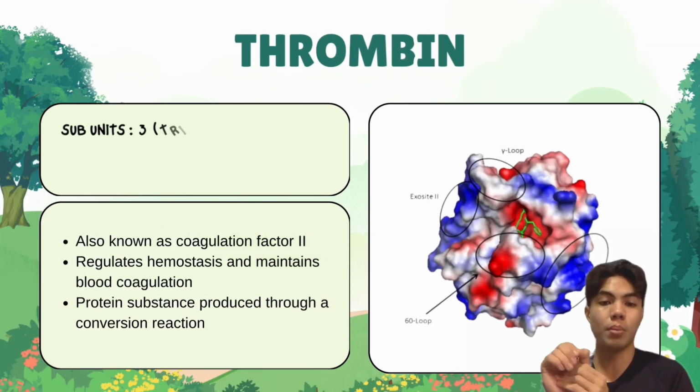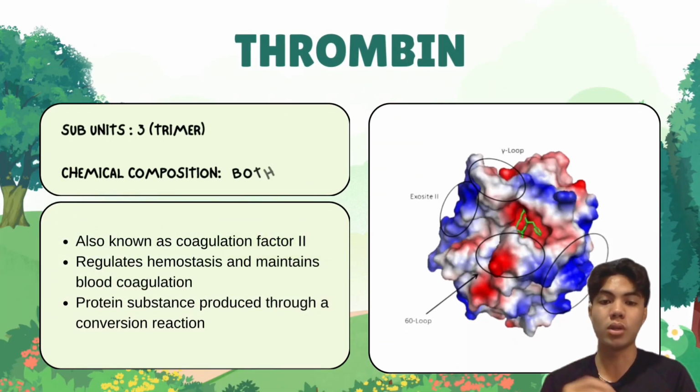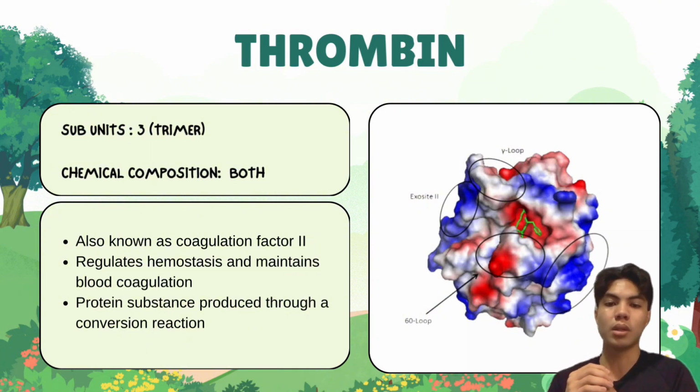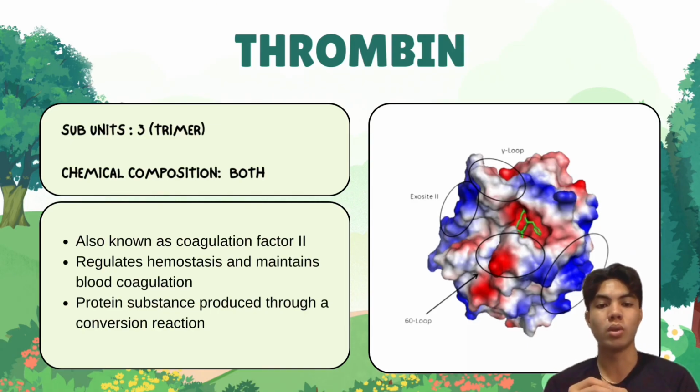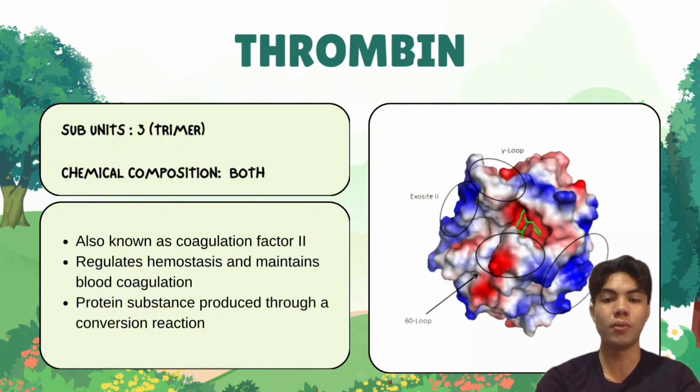Next, we have thrombin, which is also known as coagulation factor 2. It's made of serine protease and regulates homeostasis and maintains blood coagulation. This protein substance is produced through a conversion reaction in which prothrombin of bovine origin is activated by tissue.